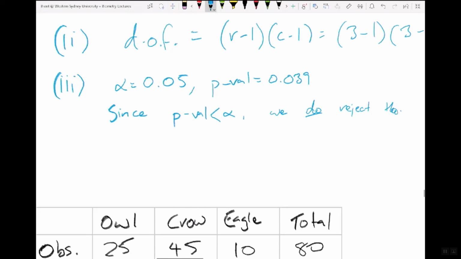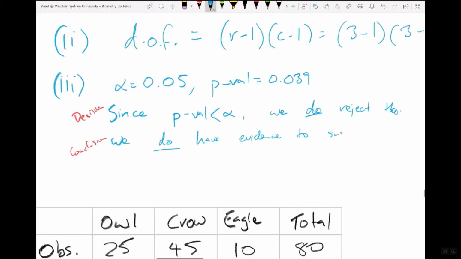For part 4, they say, suppose we only consider habitat 2, and researchers predict the 3 bird species are sighted according to 30% owls, 50% crows, and 20% eagles. So now, we're just dialing in on this row in the table here. We're going to ignore everything else.